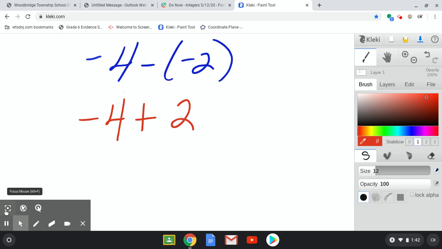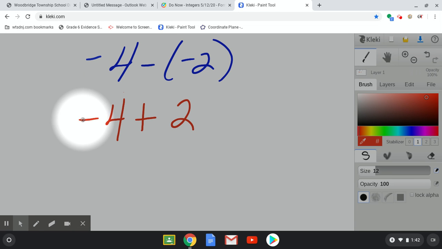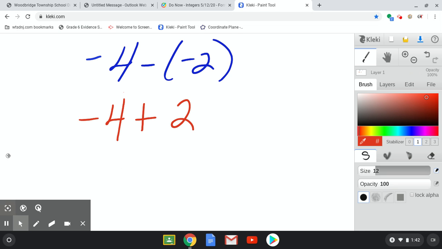Well, here our signs are different. We have a -4, and being that there isn't a sign in front of this, we automatically know it's positive. So my signs are different. I'm going to subtract and take the sign of the bigger number. So 4 minus 2 is 2, and 4 is bigger. And what sign is with my 4? That's a negative, so my final answer would be -2.